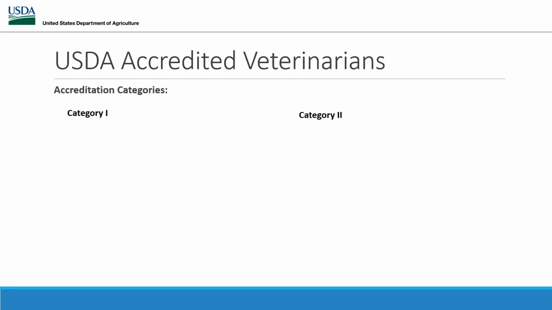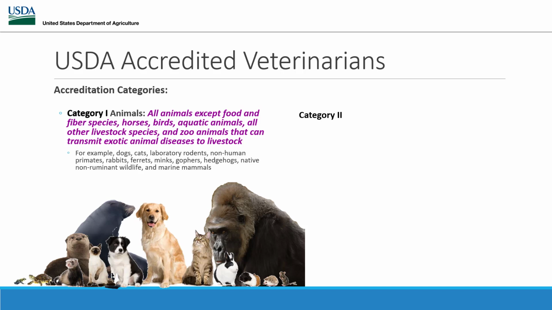Accredited veterinarians are divided into two categories, specifically Category 1 and Category 2, based on the animals those accredited veterinarians may work with. Category 1 accredited veterinarians may work with all species, with the exception of food and fiber species, horses, birds, aquatic animals, all other livestock species, and zoo animals that can transmit exotic animal diseases to livestock. This means Category 1 accredited veterinarians work with such animals as dogs, cats, rodents, rabbits, non-human primates, native non-ruminant wildlife, and marine mammals.